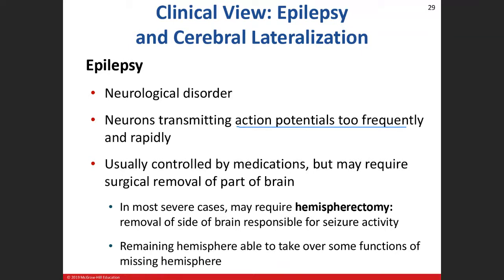So what do we do? Drugs. That's how we treat them. Valproic acid is the number one drug for epilepsy. We love to give it to folks. But in some cases, we might have to do surgery, take out a part of the brain. And in some cases, we have to actually undergo a complete hemisphere removal. I don't know of anybody that's had that.